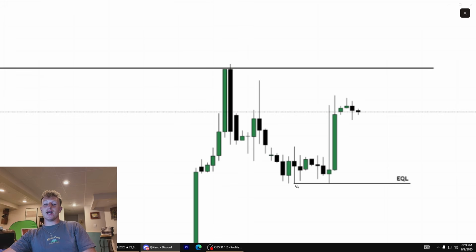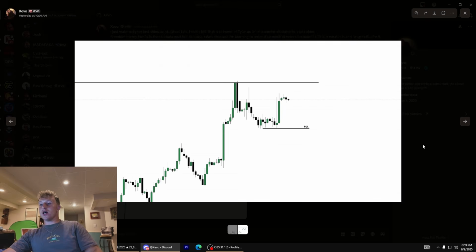Now, once we hit this imbalance, I don't really know. So we're just going to wait. Okay, we have equal lows. So I do love how he finds the equal lows here. Okay, it makes sense. But I would not say the bias is just bearish yet.